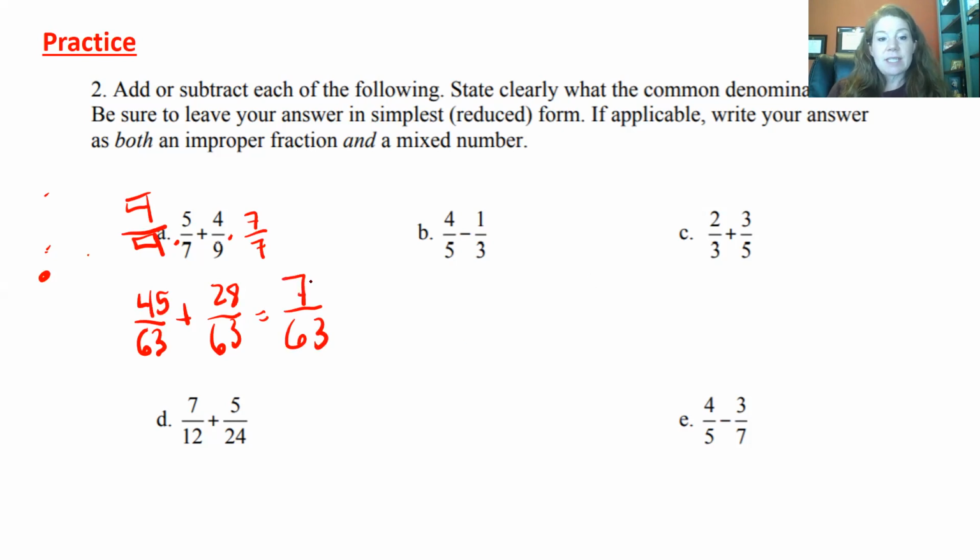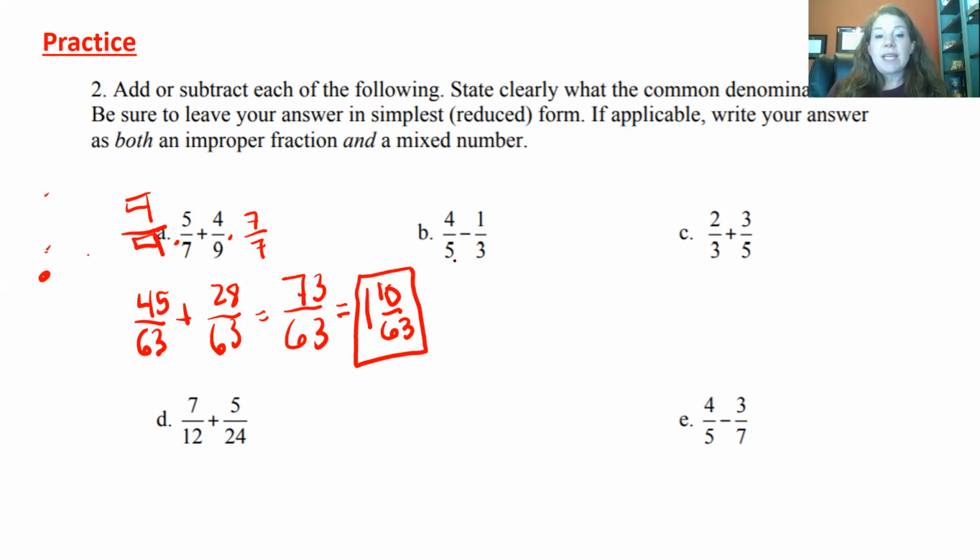So how many times will 63 go into 73? One time with 10 left over. So the remainder is 10, which means our numerator is 10. All right, so anyway, if you can't read that, it says 1 and 10 over 63.